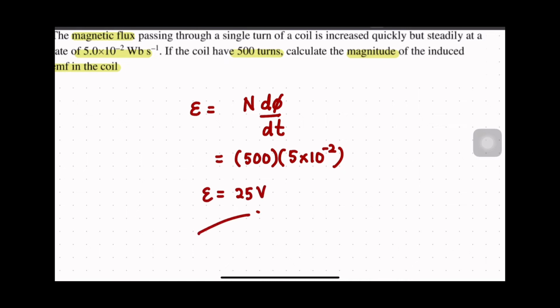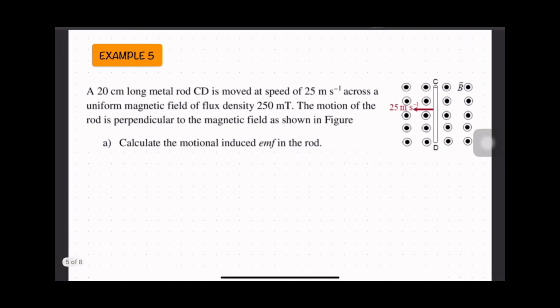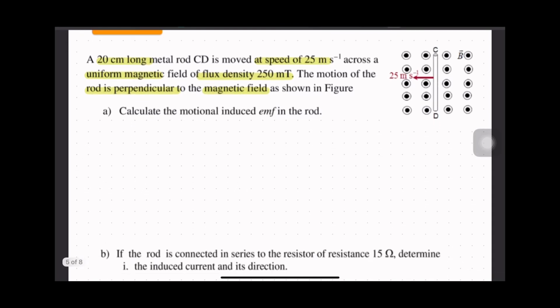Okay, so the next question is example 5. We have a 20 cm long metal rod CD moved at a speed of 25 meter per second across a uniform magnetic field of flux density 250 millitesla. The motion of the rod is perpendicular to the magnetic field, as shown in the figure. Part A, calculate the motion induced EMF in the rod. Meaning it wants the motional induced EMF in the rod.